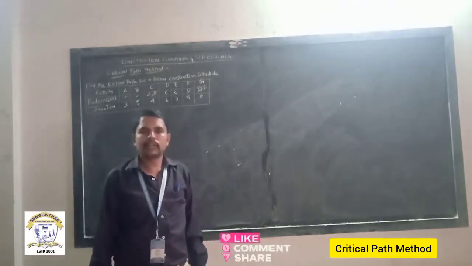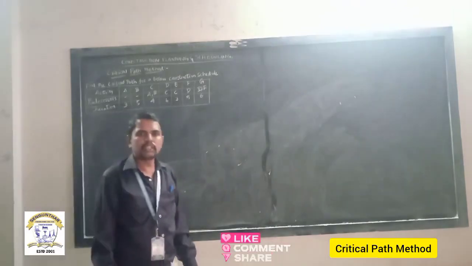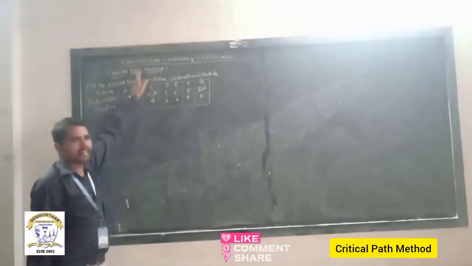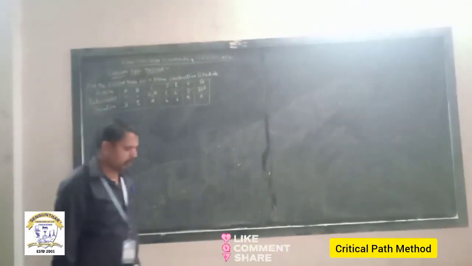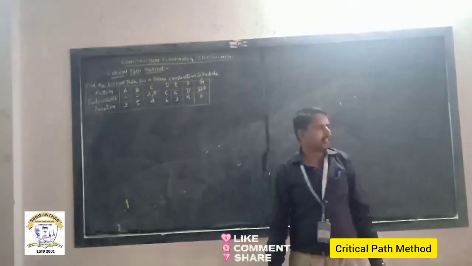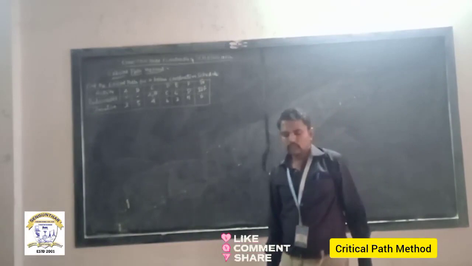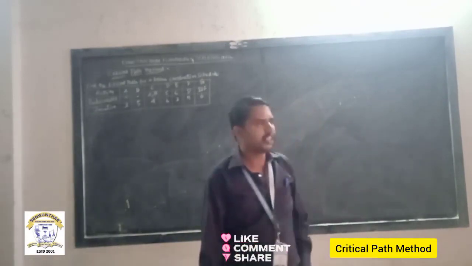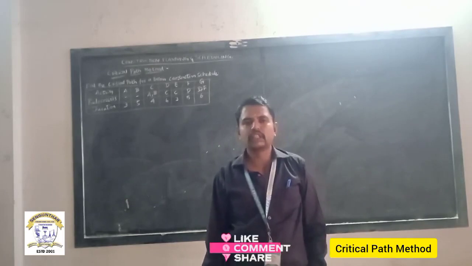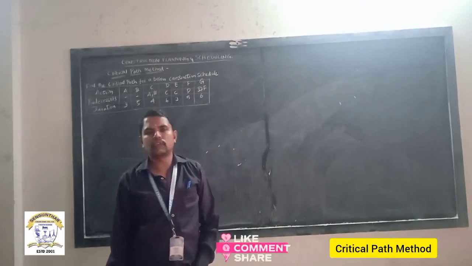PERT is the program evaluation review technique method. So there are two methods. Among the two methods, now we are going to discuss the critical path method. So what is meant by critical path method? The name itself carries the meaning. Critical path means we are going to find out the critical path, the path which delays the project, which has the maximum duration to complete the work.